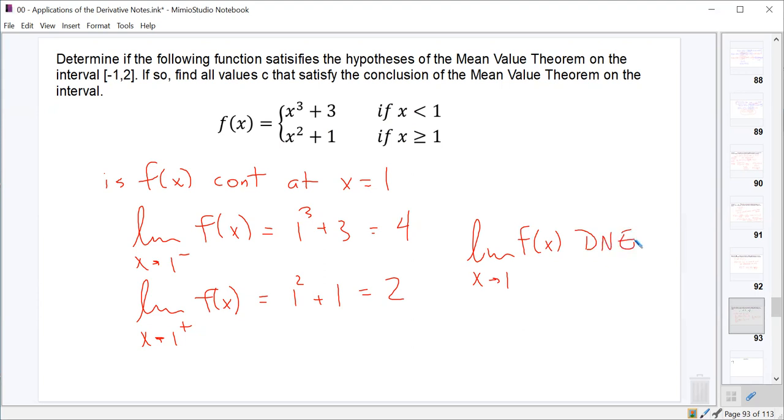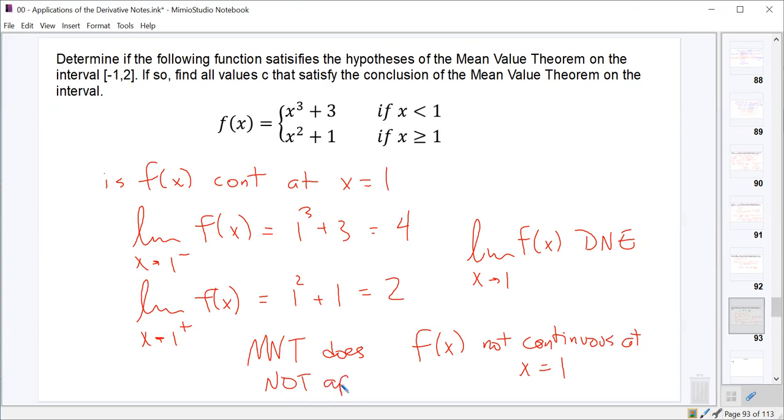And if the limit does not exist, then that tells us that's one of the 3 points of our definition of continuity. The function has to exist, and the limit has to exist. And if the limit doesn't exist, f of x is not continuous at x equals 1. And then we'll say MVT does not apply. And if it's ever not continuous or not differentiable on your interval, you don't need to worry about doing any other work past that.